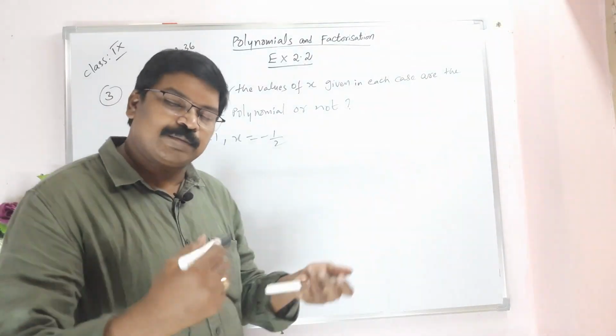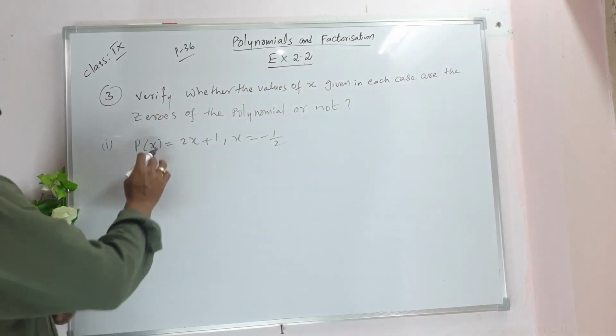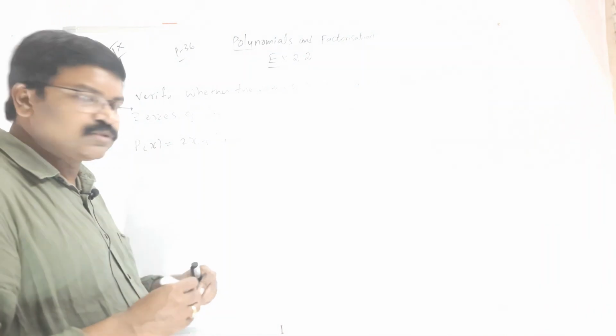I can do 3 sums. The remaining sums you can do, right? P of x is equal to x plus 1 at x is equal to minus 1 by 2.